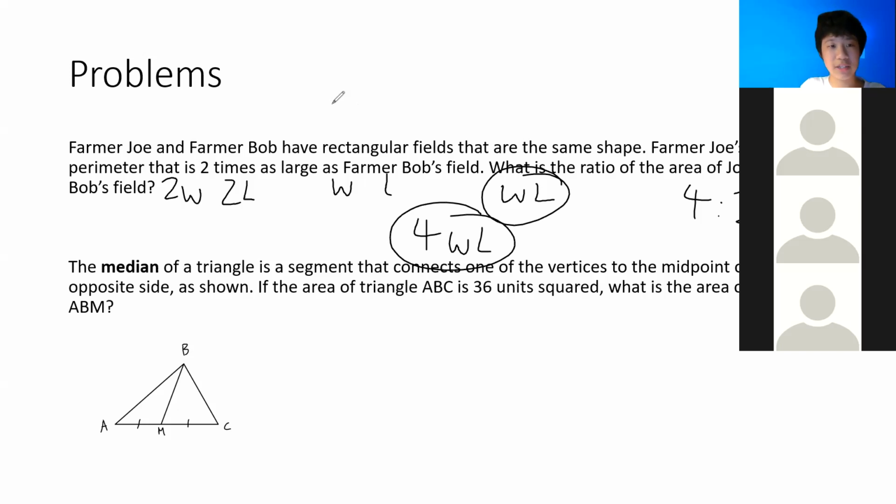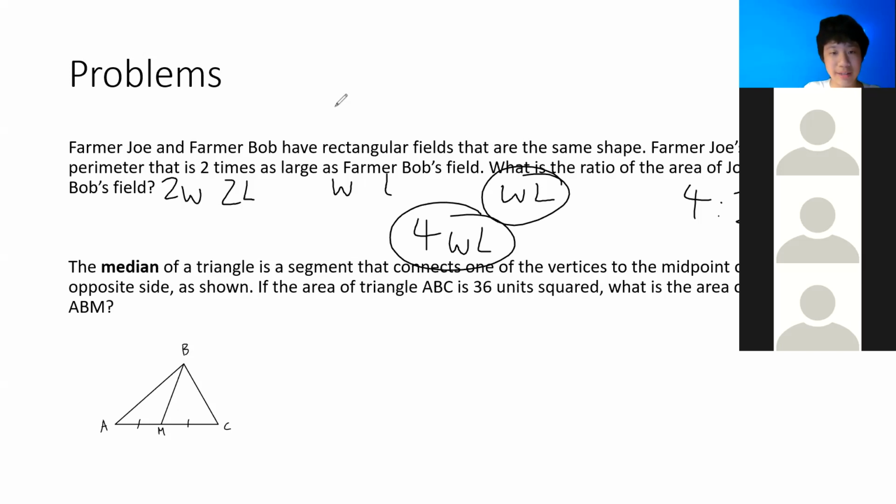So for the next question, the median of a triangle is a segment that connects one of the vertices to the midpoint of the opposite side as shown. Okay, so the median would be from M to B in this example. So if the area of triangle ABC is 36 units squared, what's the area of triangle ABM?